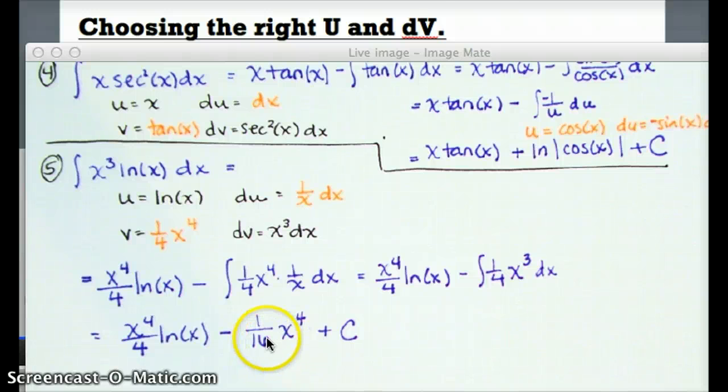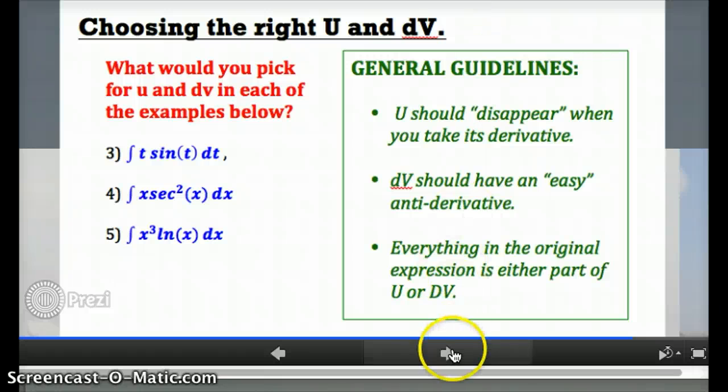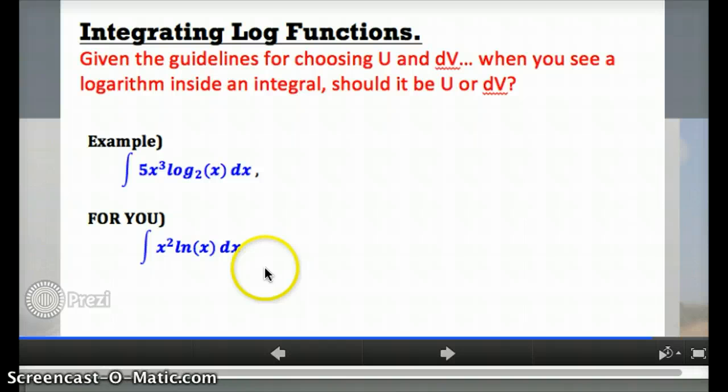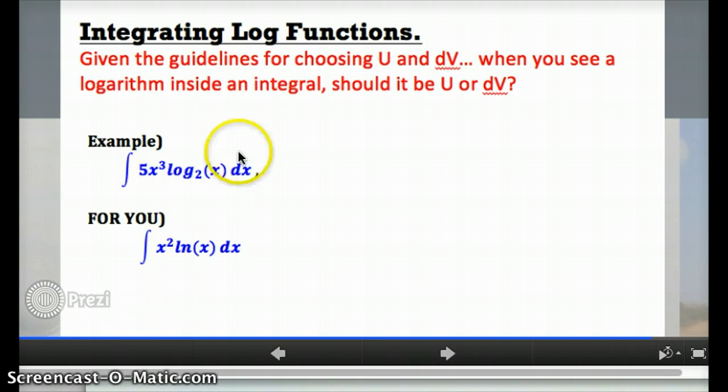This will obviously take some more practice, but I want to look a little bit more specifically at two cases where you definitely want to use integration by parts, and that's log functions and inverse trig. Given the guidelines for choosing u and dv, when you see a logarithm inside an integral, do you think it should be u or dv? Exactly. Log is always going to have to be u, and that's because we can't take an antiderivative. So it has to be u so that we can take its derivative.